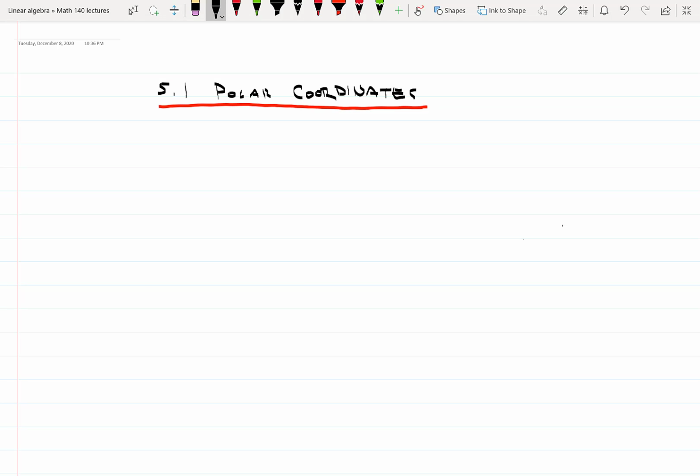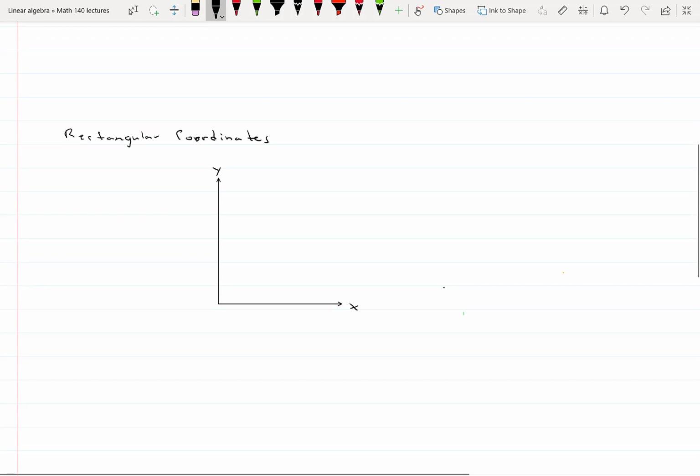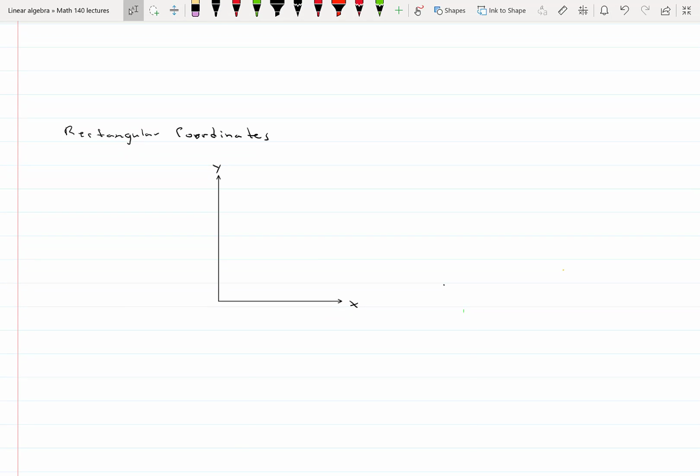So before we do that, let's take a quick little review of what rectangular coordinates are. Okay, so what are rectangular coordinates? Rectangular coordinates give a way to locate points in the xy plane. And how do we do that?